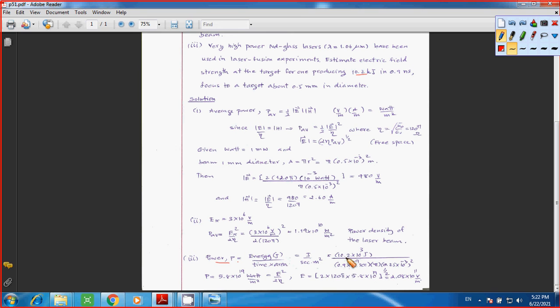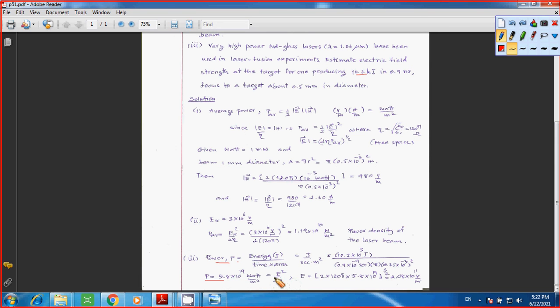The energy given is 10.2 kJ. The t is the 0.9 nanosecond, that's 10 to the negative 9th second, and the area is pi r squared. You have a 0.5 millimeter diameter, so your radius is 0.25, that is 1/2 of 0.5 millimeter, times 10 to the negative third. You can change the unit from millimeter to meter. And so you have your P, the power density, equal to 5.8 times 10 to the 19th.